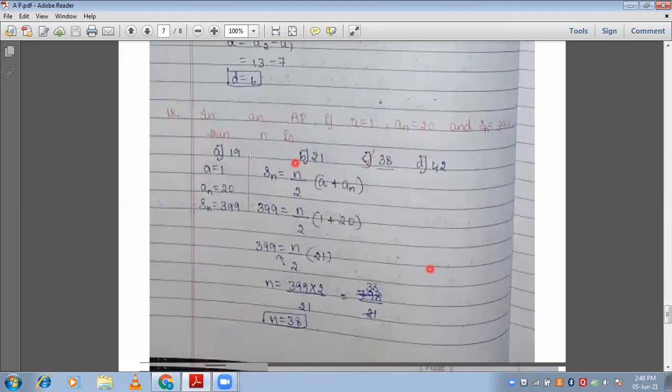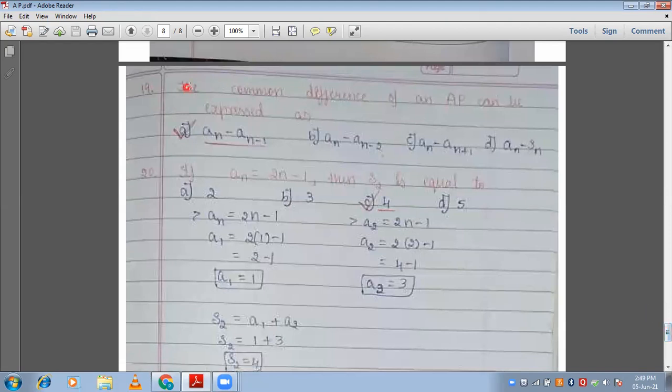Next sum. In an AP, if A is equal to 1, AN is equal to 20 and Sn is equal to 399, then n is question mark. We know AN and Sn. So which formula do you need to apply? Sn is equal to n by 2 into A plus AN. Substitute the values. Sn is 399, which is equal to n by 2 into the value of A, 1, plus AN, 20. Simplify this one, you will get n is equal to 38. So option C is right.